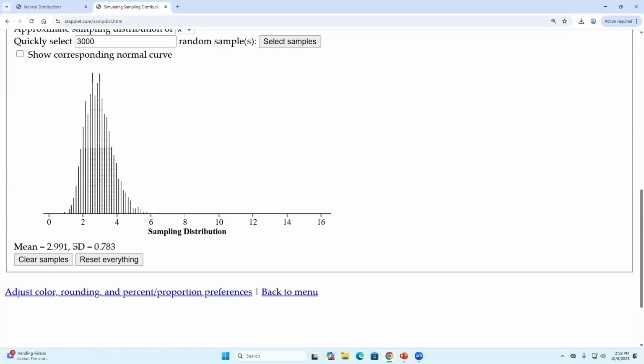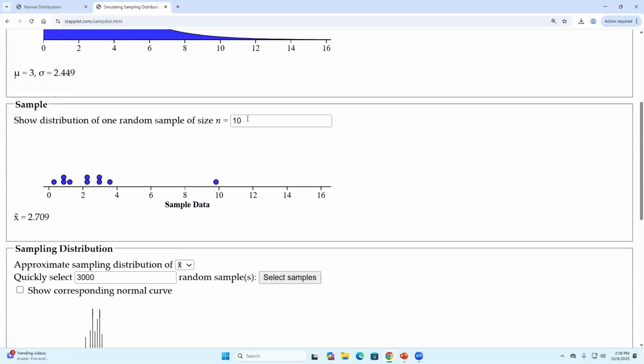So we have here a standard deviation of 0.783. That was for this sampling distribution when we did a whole bunch of samples of size 10. Let's take a look at what happens now when we do sample sizes of 20.